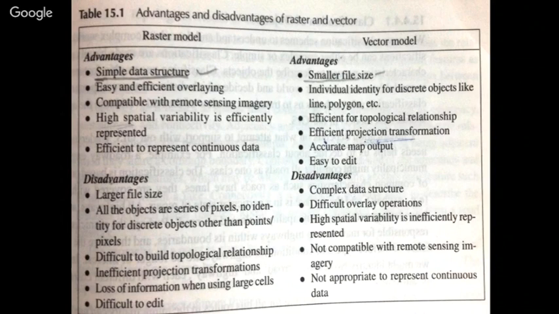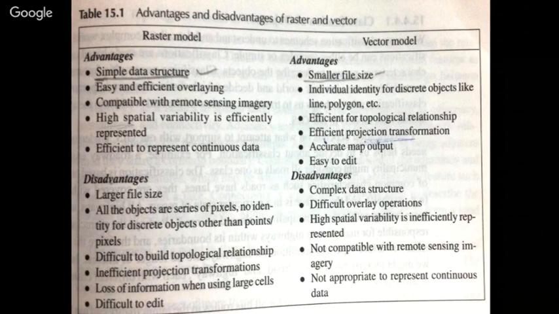And it has some disadvantages too. As we acquire data for each and every pixel, the size of the file becomes very large. So it has a larger file size. All the objects are series of pixels, with no identity for discrete objects other than points. It is difficult to build topological relationships, projection transformation is insufficient, there is loss of information when using large cells, and it is difficult to edit. They are relatively more difficult to edit than the vector one.